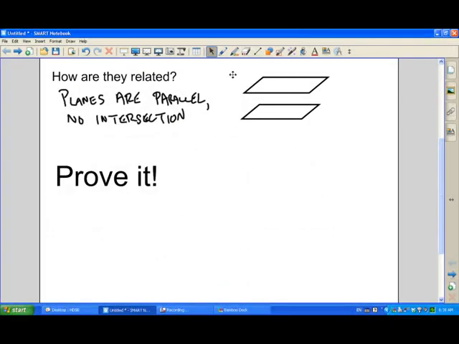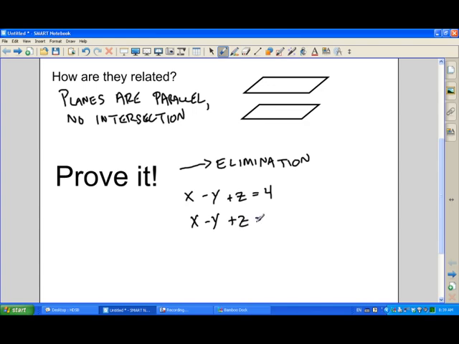Well, it's not enough for us to say that they're parallel and have no intersection. We do need to prove it. And we can prove it by using elimination. So if I write both my planes, x minus y plus z equals 4, over top of each other, x minus y plus z equals 5.